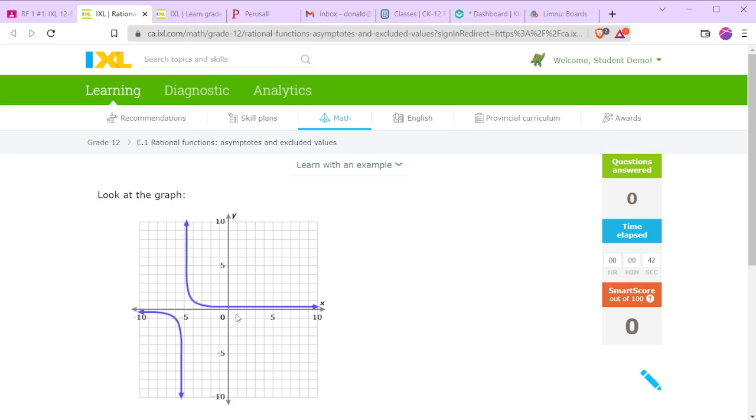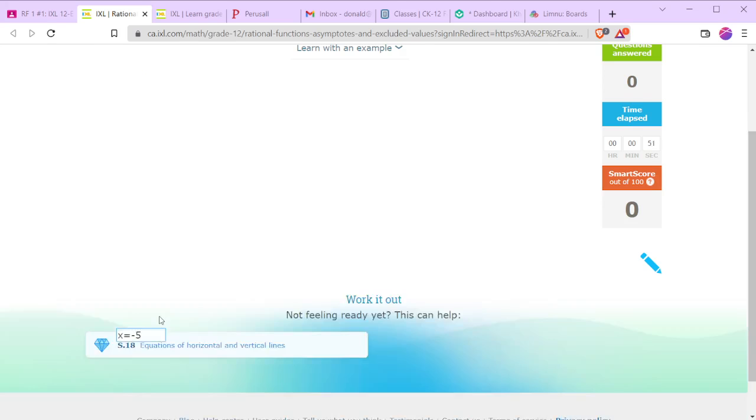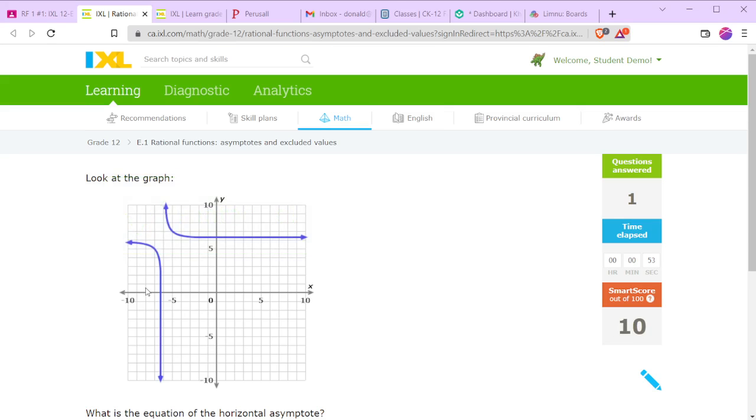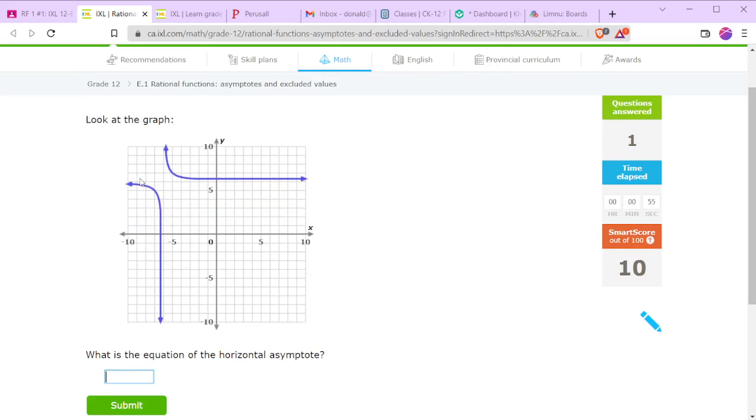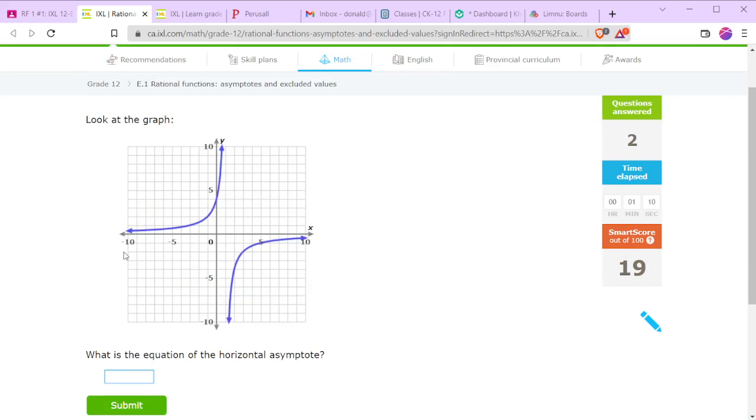There's a horizontal asymptote at y equals 0. So the equation of the vertical asymptote is x equals -5. Now here our horizontal asymptote, the line this can get close to but never cross, is at y equals 6. So remember, vertical lines are x equals, horizontal lines are y equals. Horizontal asymptote here is y equals 0.